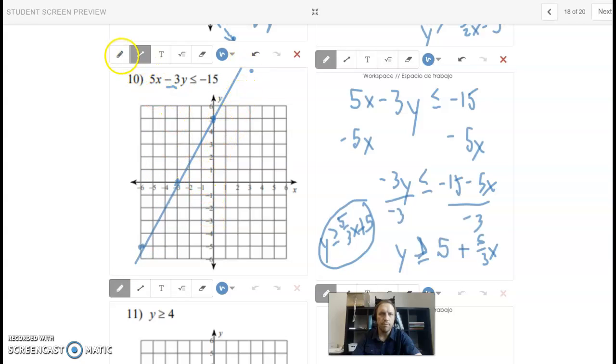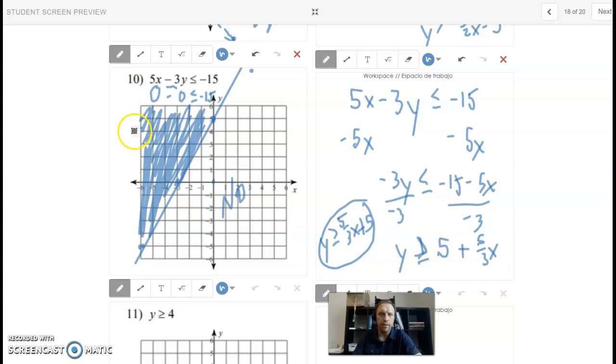And let's test our point. My favorite point, you got it, 0, 0. So I go 0 times 5 is 0, 3 times 0 is 0. Is 0 minus 0 less than or equal to negative 15? Nope. 0 minus 0 is bigger than negative 15, so this side is a big no. This side is a yes. And so I shade on the left or upper side of that inequality.